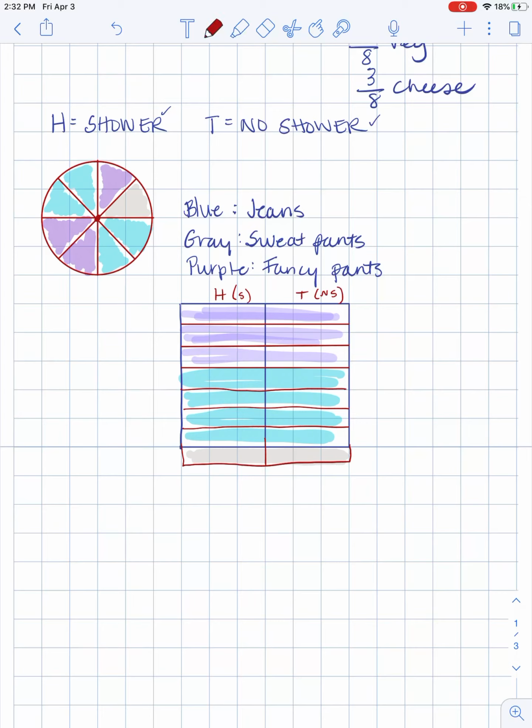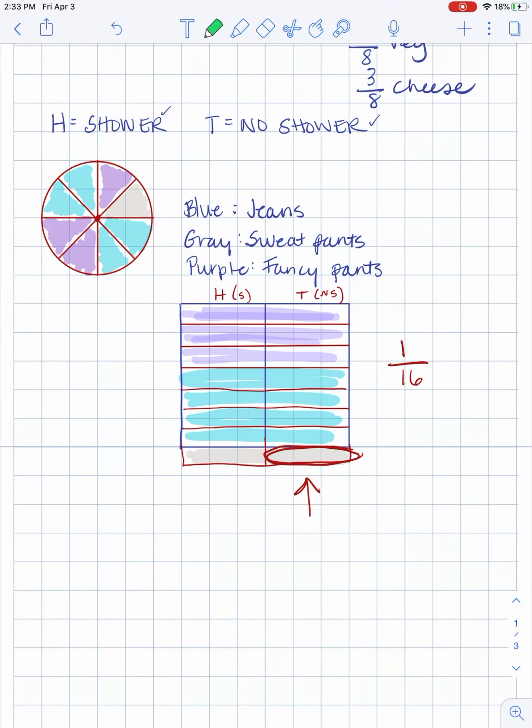So if I asked you, hey, what is the probability that I am going to get to not take a shower and wear sweatpants? Like, when am I going to get to have the laziest day? Well, to not take a shower is tails. So that's going to be on this half, and the sweatpants are right here. So what are we looking at there? We're looking at 1 out of a total 16 possibilities. So there's a 1/16th chance that if I were flipping a coin and spinning my spinner, that I would get to not take a shower and rock sweatpants.